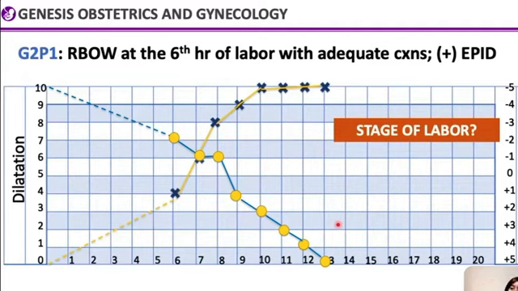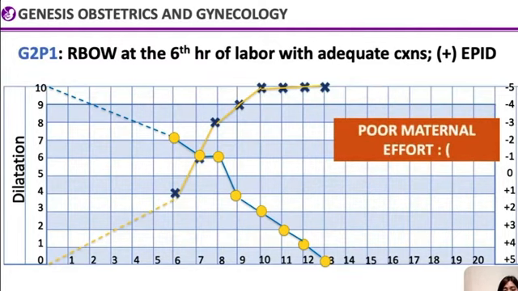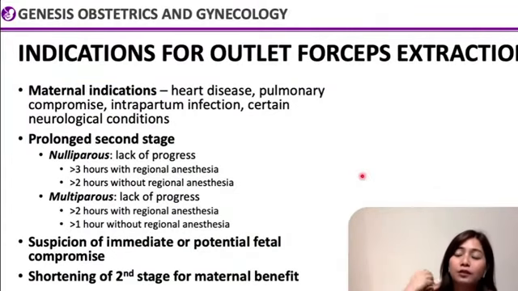At this point, you may have poor maternal effort. Okay? This is more than 2 hours, so in a multipara this is a prolonged second stage. As for maternal effort, she has been pushing for a while now. So what will you do? What is your option? One thing you can do is perform outlet forceps extraction.